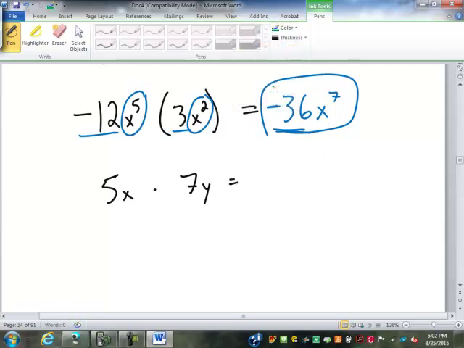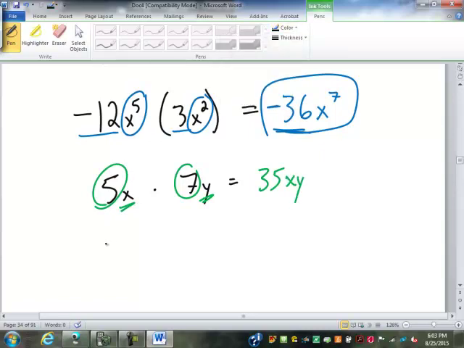What if we have different variables? Can we combine them? Well, with addition or subtraction we couldn't, but with multiplication we can. We do not need the same name to multiply. 5 times 7 is 35. We combine the counts, and then we also combine the names. X times y is xy.